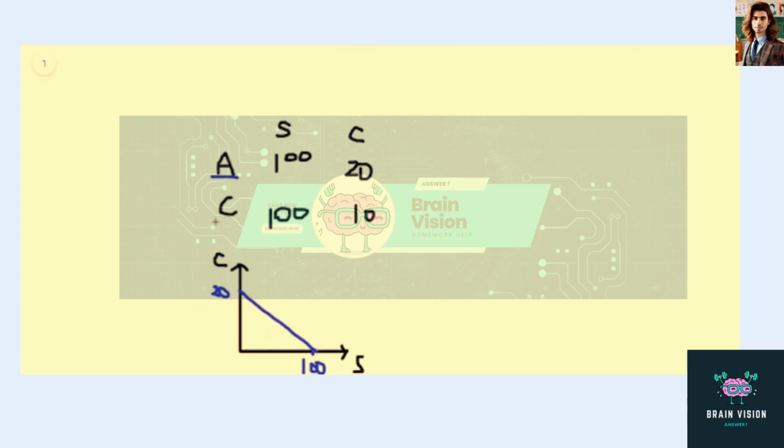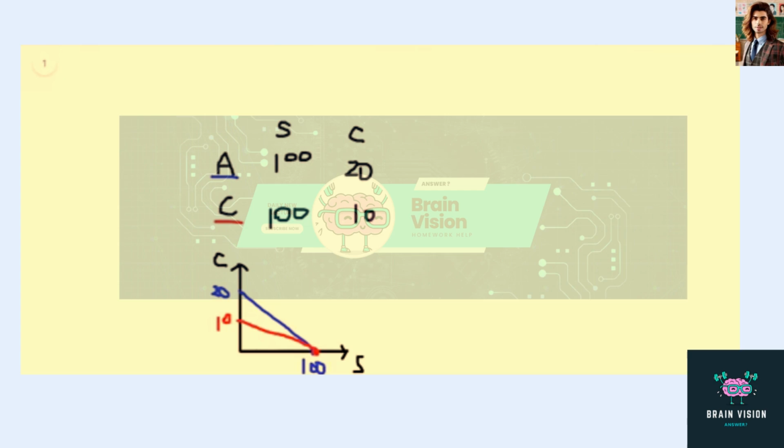For Chinese workers, it's 100 shirts, so the same dot as America, but they can only produce 10 computers if they devote all workers to producing computers.